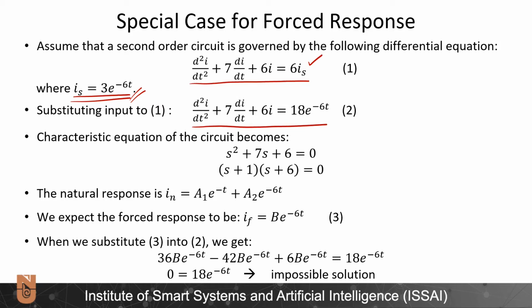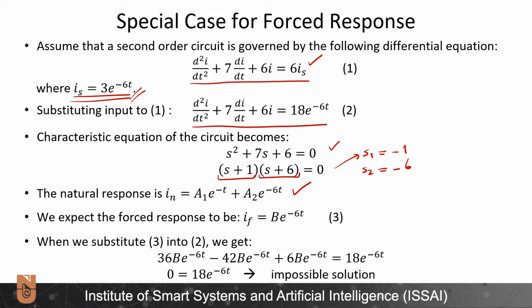Now, firstly, let us find the characteristic equation of this system simply as s squared plus 7s plus 6 is equal to 0. And if I were to factorize this, I end up with s plus 1 times s plus 6. And accordingly, I can write my poles as s1 is equal to minus 1, s2 is equal to minus 6. And obviously, the natural response of this circuit will be in the form of i_n is equal to a1 times e to the minus t plus a2 times e to the minus 6t.